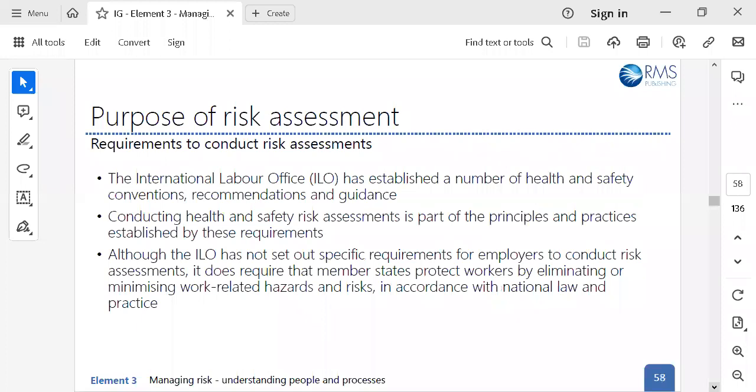Okay, so requirements to conduct risk assessment. The International Labour Office, ILO, has established a number of health and safety conventions, recommendations, and guidance.